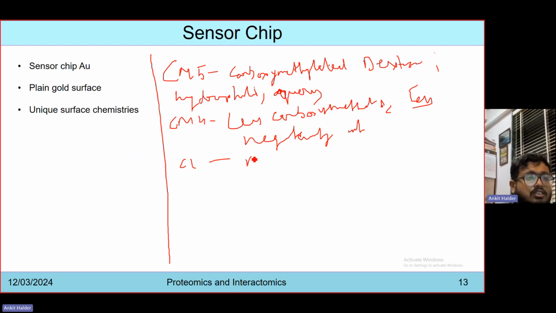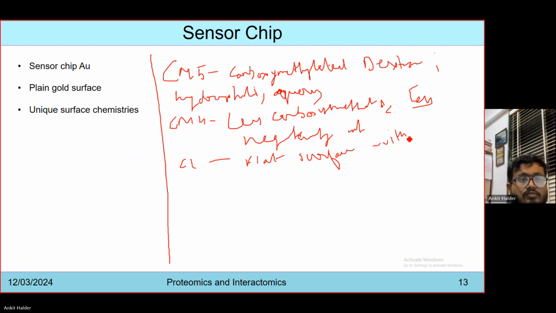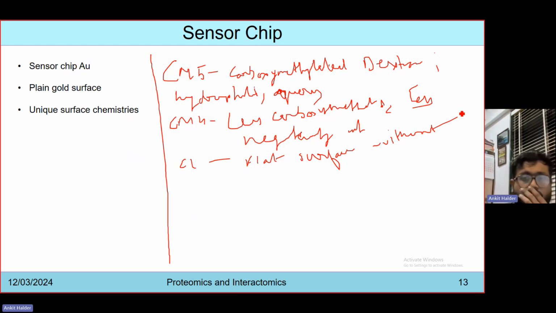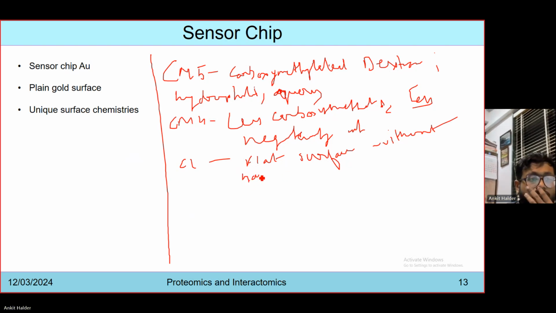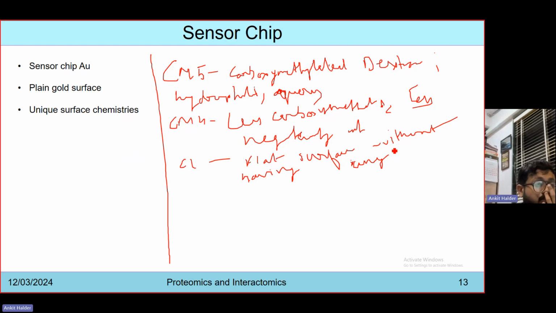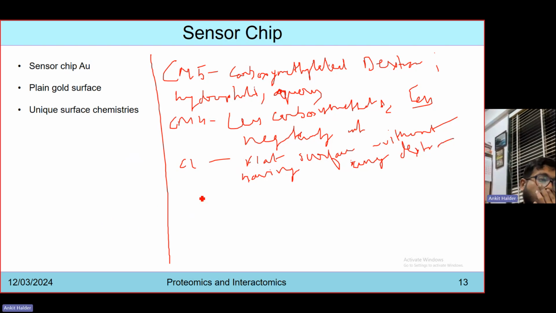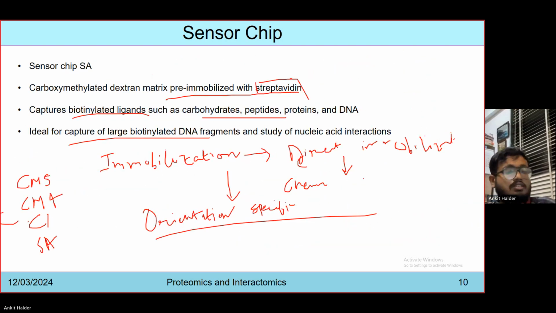Third is the C1, which is a flat surface without having any dextran matrix for highly positively charged proteins. Then after C1 we have SA.